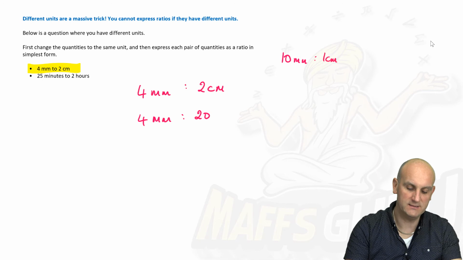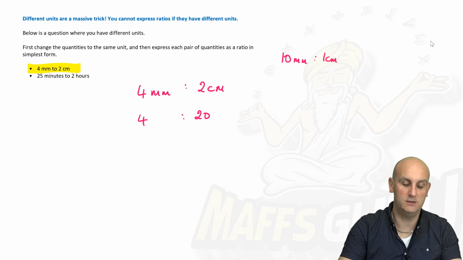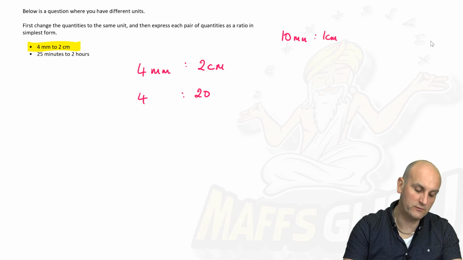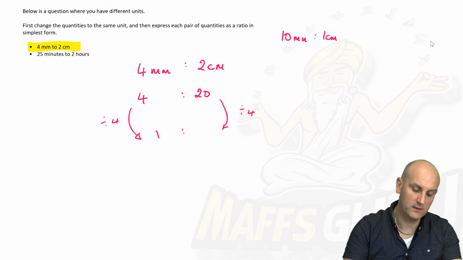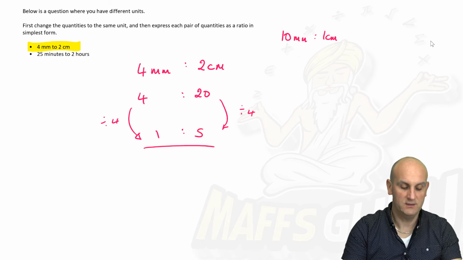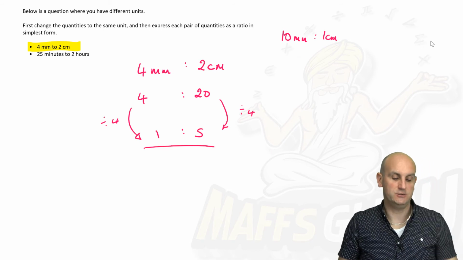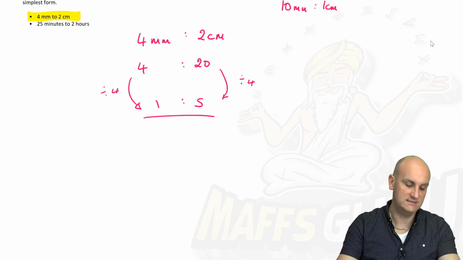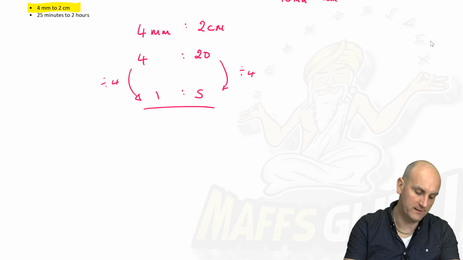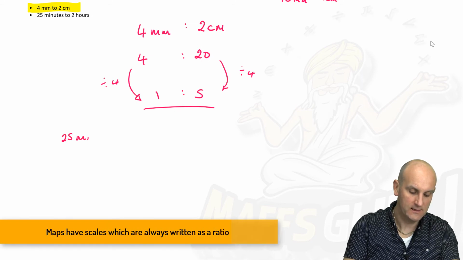I don't really need the millimeters anymore because they're now the same unit. So divide both sides of that by 4. Why? Because 4 goes into 4 and 4 goes into 20 gives me 1, 2, 5. So the ratio of 4 millimeters to 2 centimeters is the same as 1 millimeter to 5 millimeters. Yay! What about 25 minutes to 2 hours?